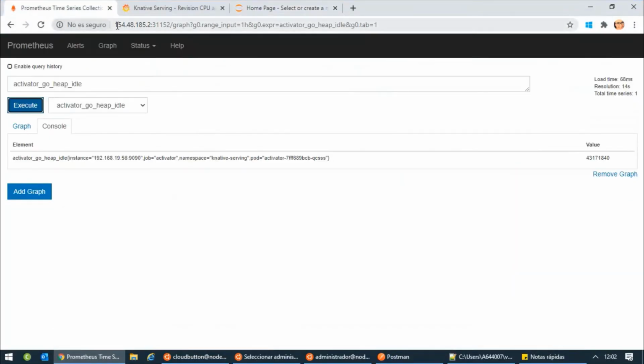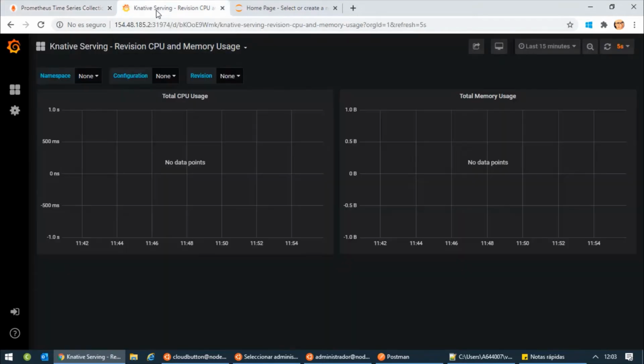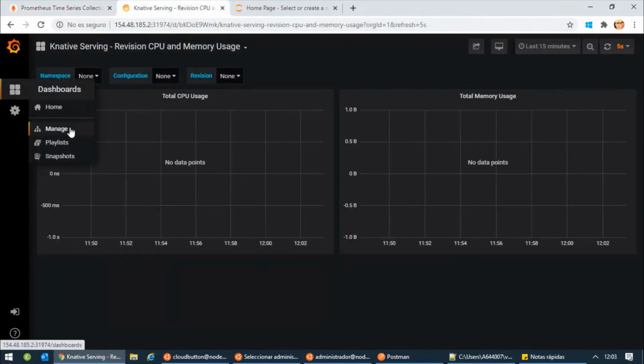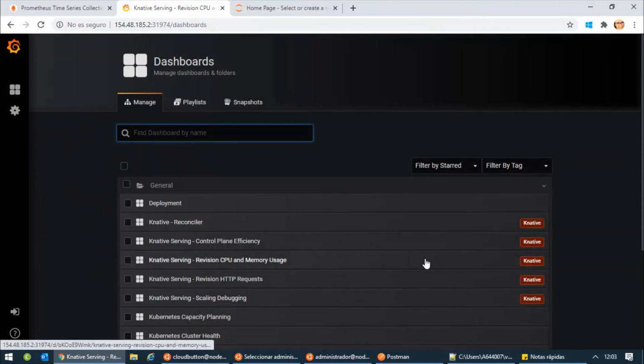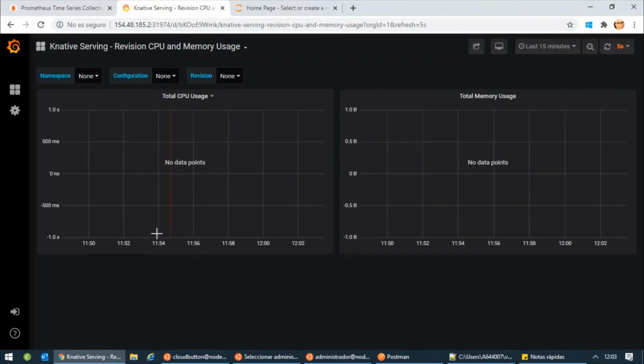From here, we access 154.48.185.2. That is one of the nodes of our cluster. And this is a Prometheus access to the different metrics collected by the Knative monitoring. Also, with the Knative monitoring, different dashboards from Knative are installed in order to supervise Knative processes. As you can see, now we don't have any metrics produced as we don't have any process running.